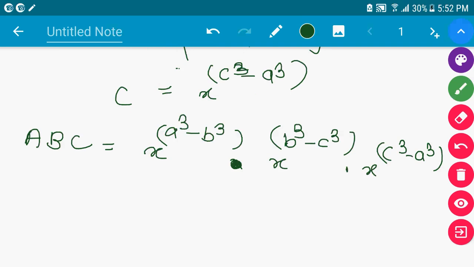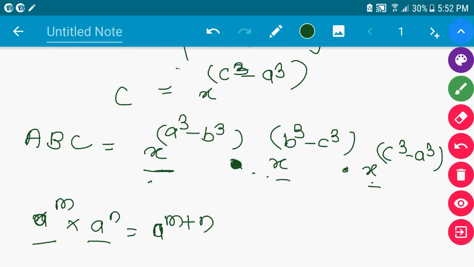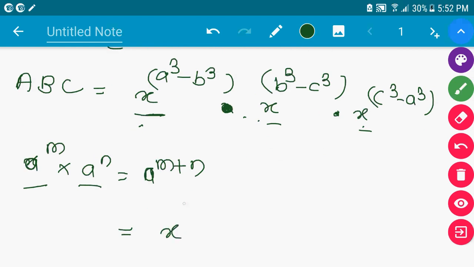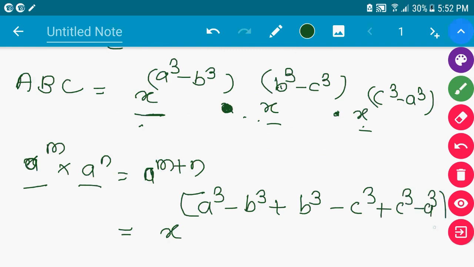Now see, these three numbers are in multiplication and their base is the same, exponents are different. So what we do here, if a condition like a raised to m multiplied by a raised to n is there, we do a raised to m plus n. So here the base is common. We add the exponents. So what we get, x raised to, add all the exponents, a cube minus b cube plus b cube minus c cube plus c cube minus a cube.